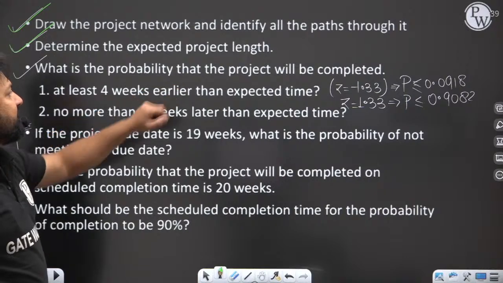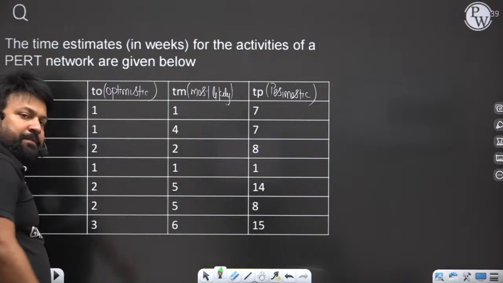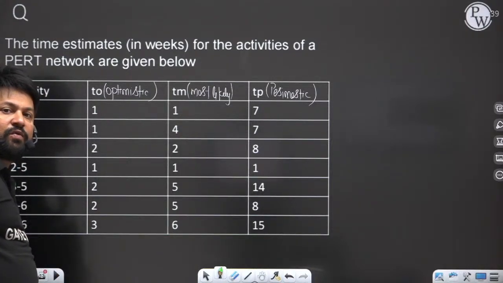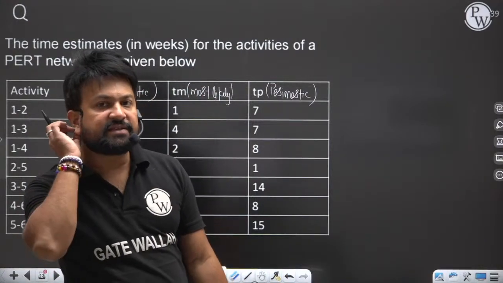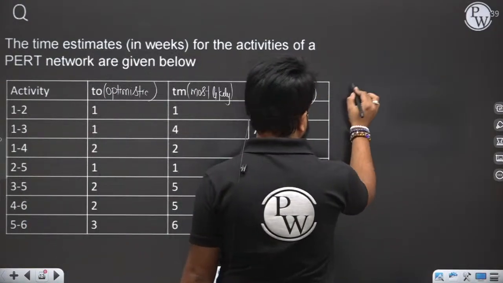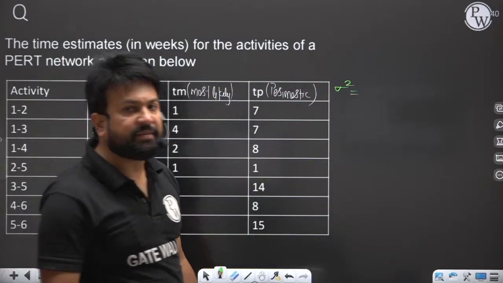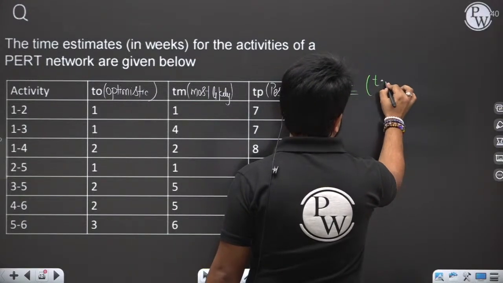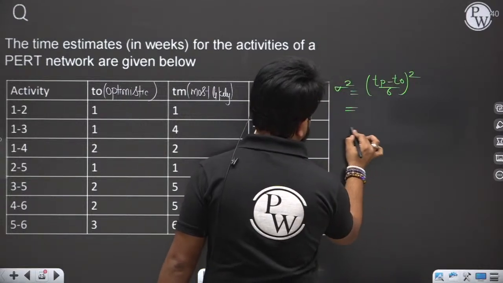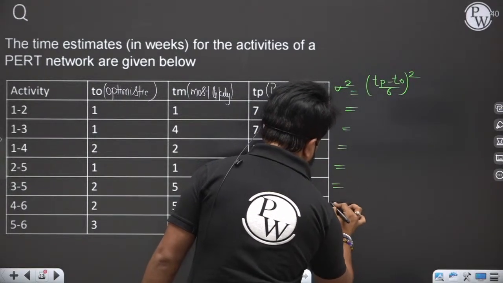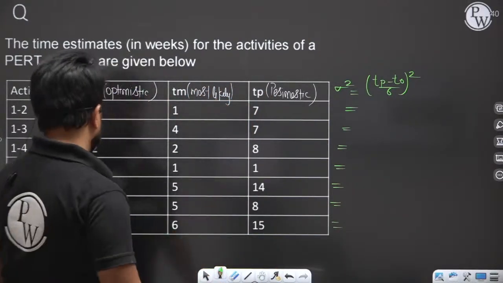What is the probability that the project will be completed? For that you have to find out the variance. Variance, sigma square, is equal to Tp minus T naught by 6, whole square. For that you need this only for the critical path.